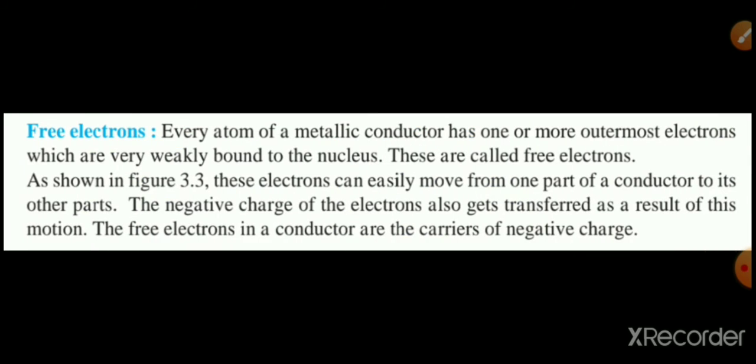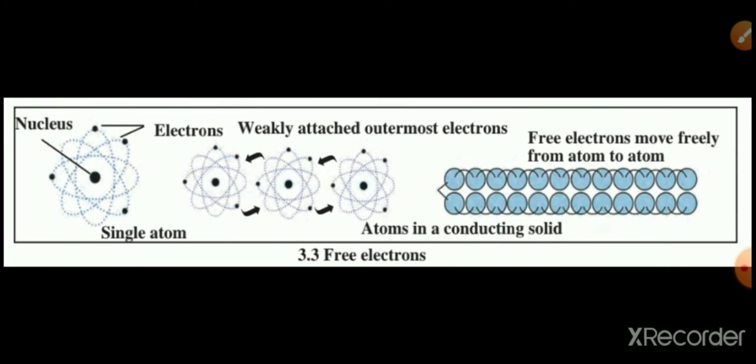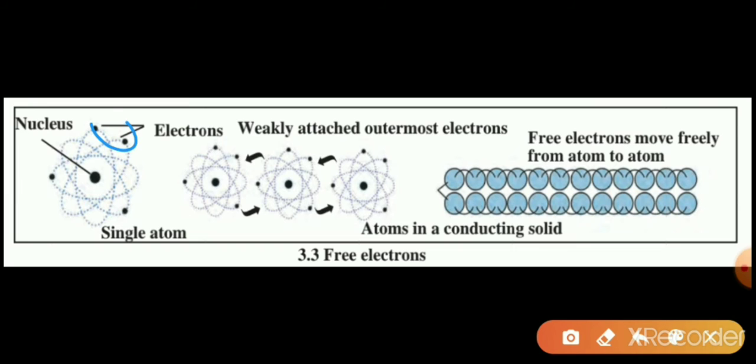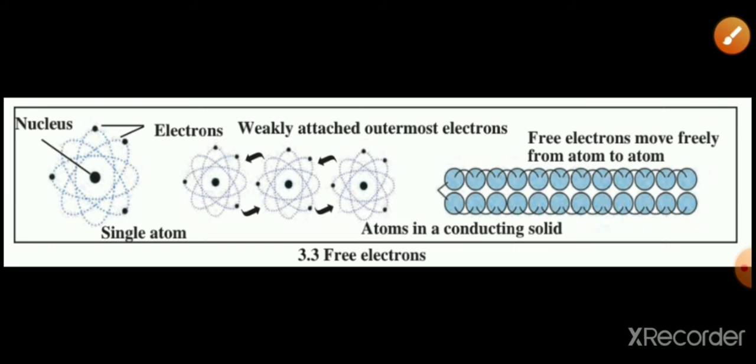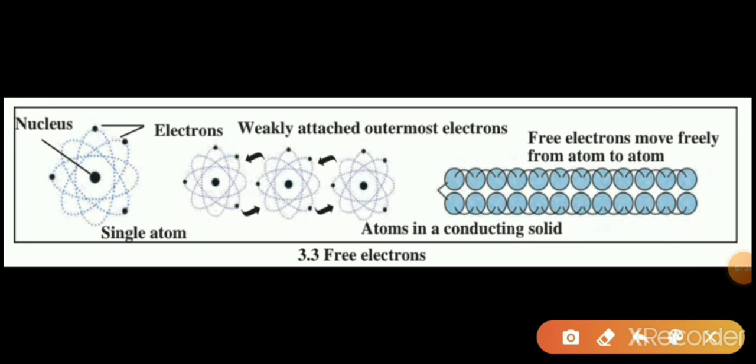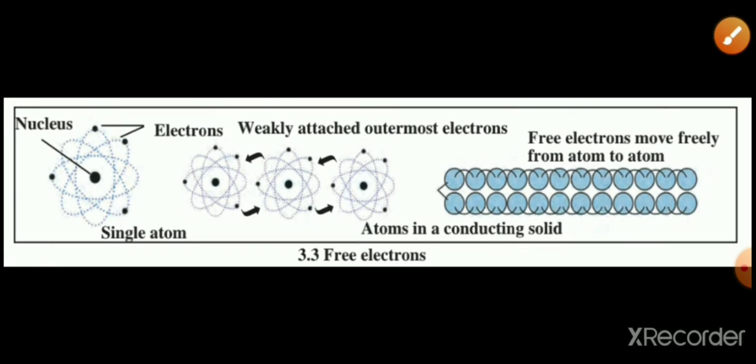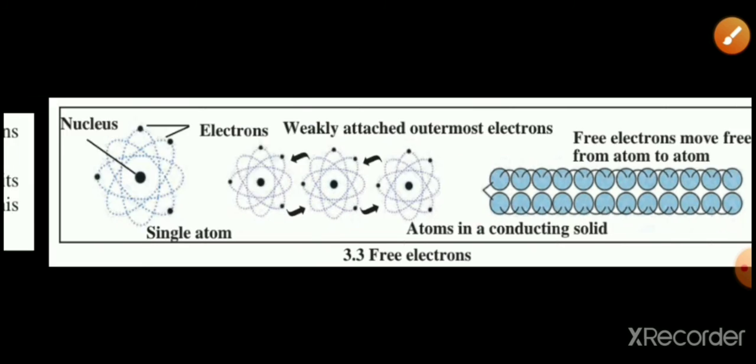Now we will see the free electrons. Every atom of a metallic conductor has one or more outermost electrons which are very weakly bound to the nucleus. These are called free electrons, as shown in figure 3.3. You can see the nucleus is there and the electrons which are free to move anywhere. These are free to move throughout the conductor.